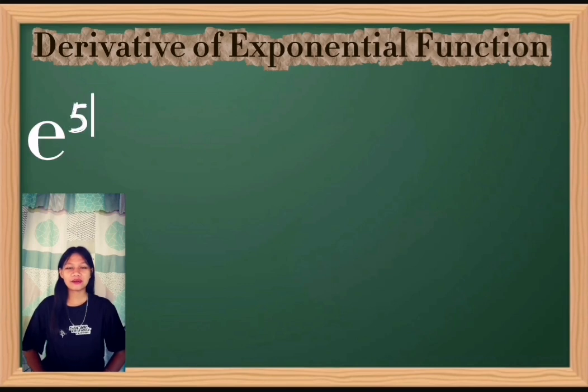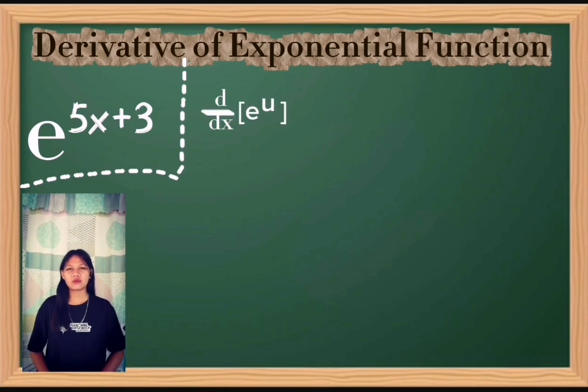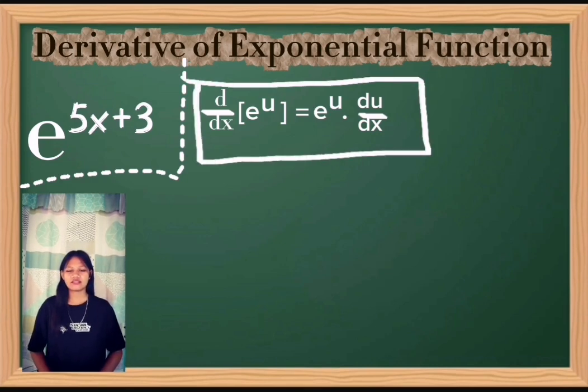Now, let's go back to our main problem. The rule for any function e raised to u is simple. The derivative is just the original function e raised to u times the derivative of that exponent, which is u prime. In math terms, we have d over dx of e raised to u is equal to e raised to u times du over dx. Now, this is our formula in solving e functions.